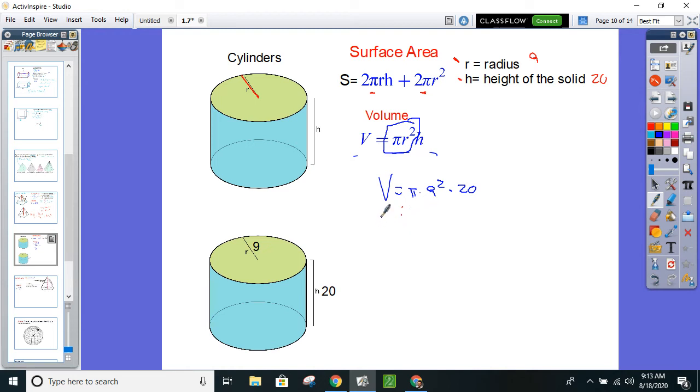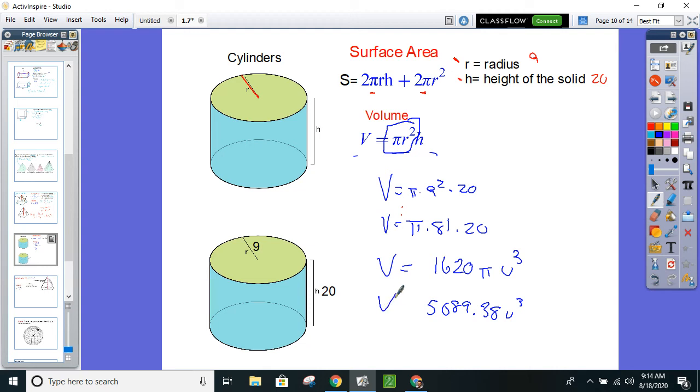Remember, we do exponent first. So volume equals pi times 81 times 20. So we do that. 81 times 20, you get 1,620 pi. So volume equals 1,620 pi. Now this is units cubed. This is an acceptable pi answer, but if it tells you to round it, you take that 1620 times pi, you get 5,089.38, so it'll be 5,089.38 units cubed.